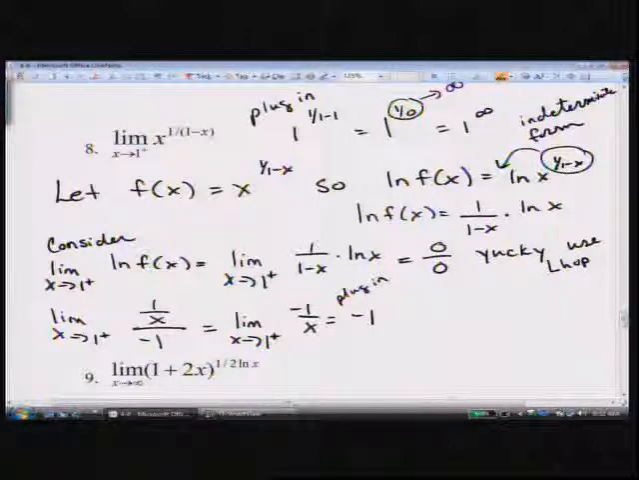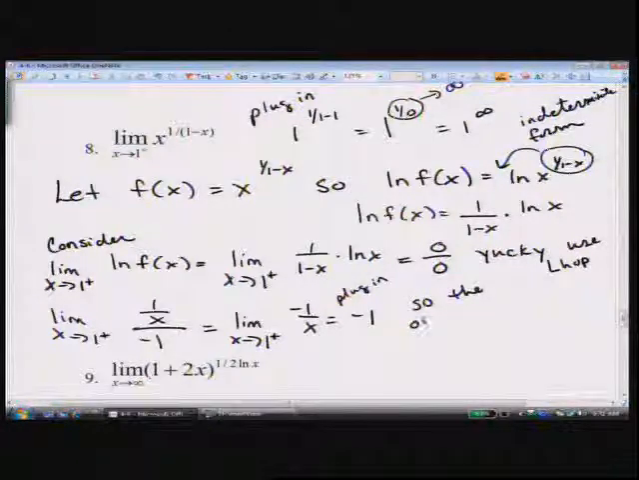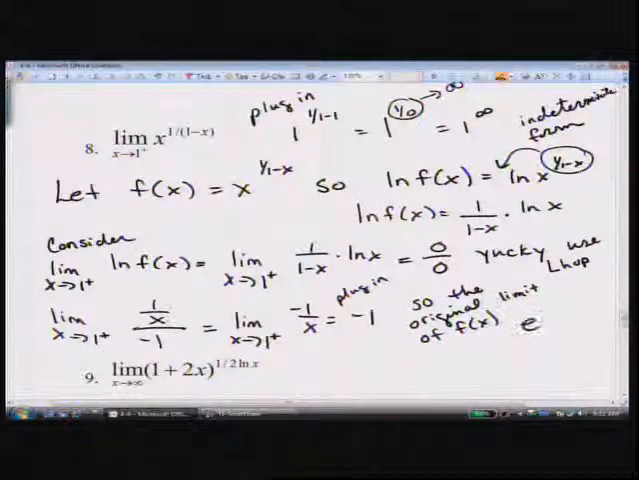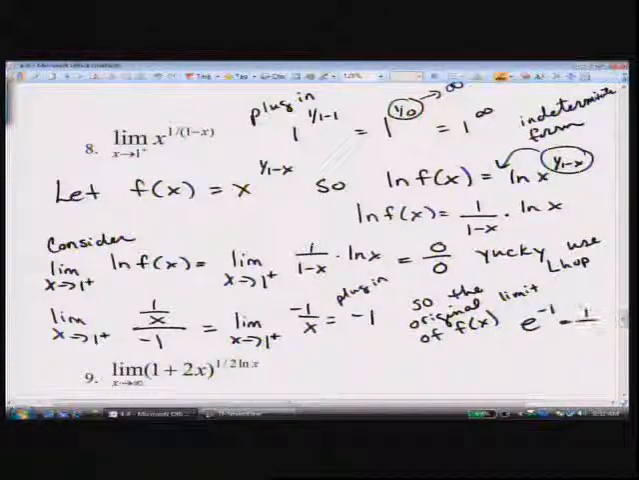Okay, so we have the limit of the natural log. So to get back to the limit of the original function, what do we have to do? We have to e it. And so the original limit of f of x will be e to the negative 1, or 1 over e.